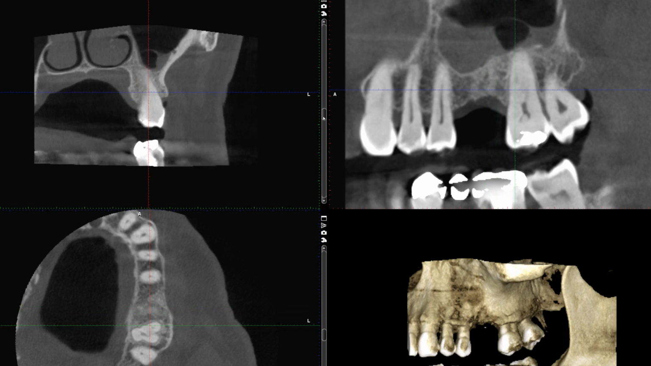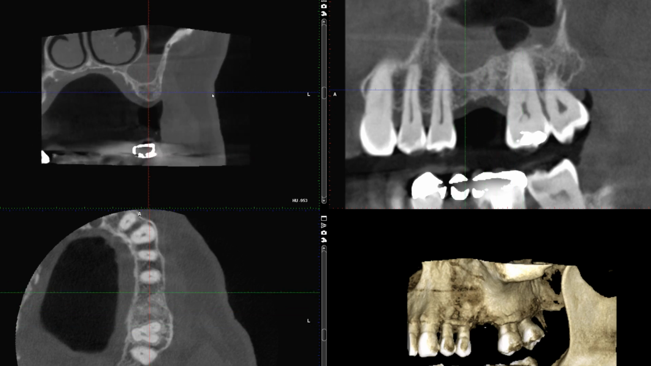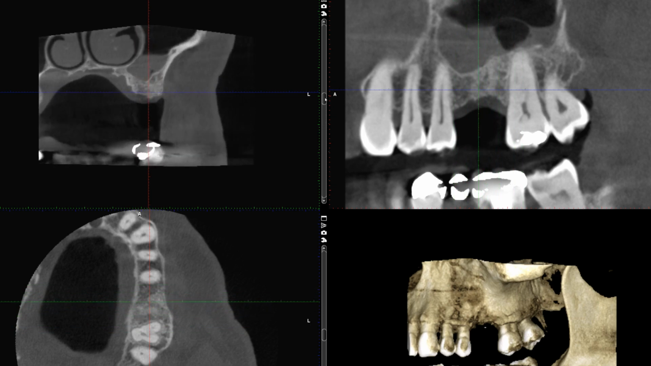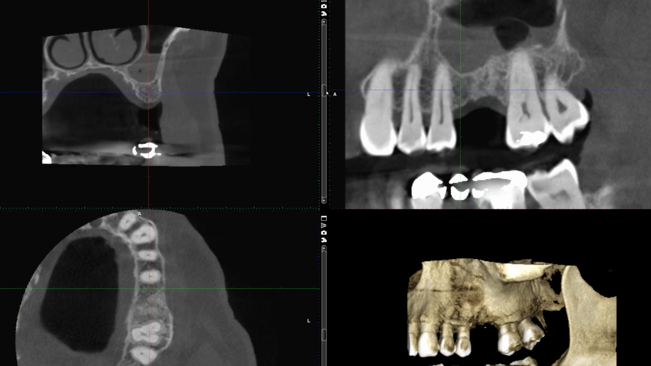As I quickly scan through the ridge, we can see that the height of the ridge and the shape of the ridge varies depending on which coronal cross-section you look at. Where we have significant pneumatization of the sinus, the ridge measures shorter, and then as we go distally, the ridge measures taller. So that's something to keep in mind as you treatment plan for implant.